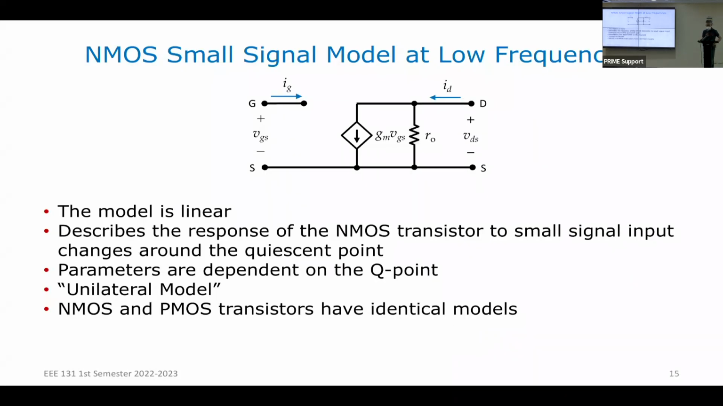So this is now your model. This is your NMOS small signal model at low frequency. The model is linear. You've seen circuits like this in EEE 123, so you should not be scared. Pag may nakita kang circuit na ganito, dapat hindi kayo matatakot, kasi dapat nahasa na kayong mag-analyze ng mga circuits na ganyan sa EEE 123. This will describe the response of the NMOS transistor to small signal input changes around the quiescent point.